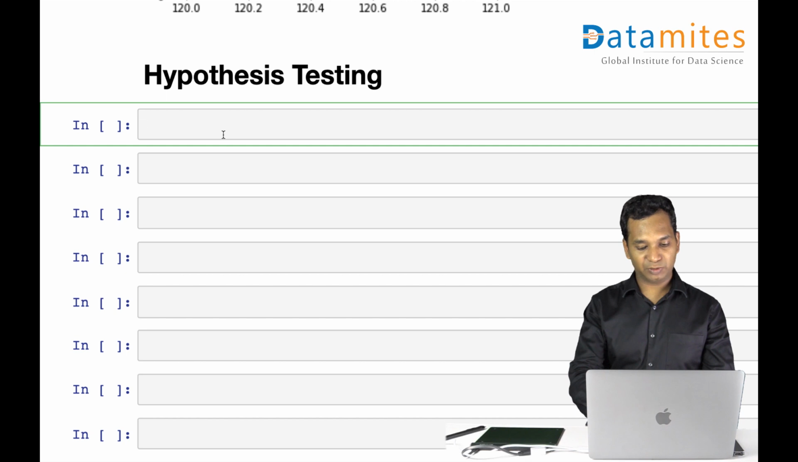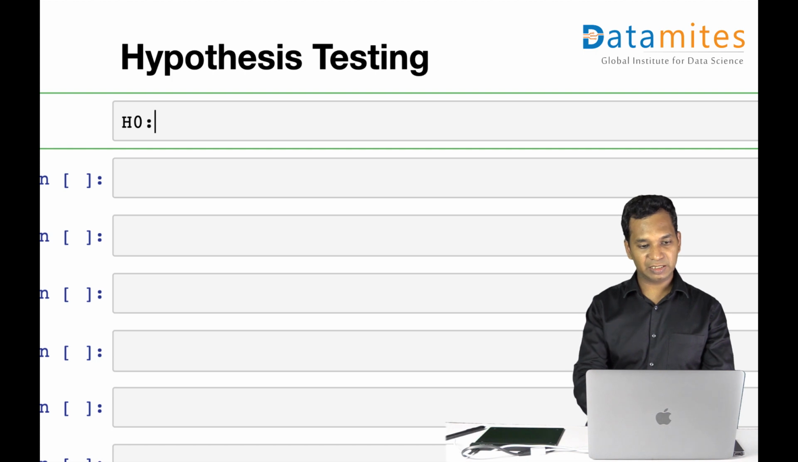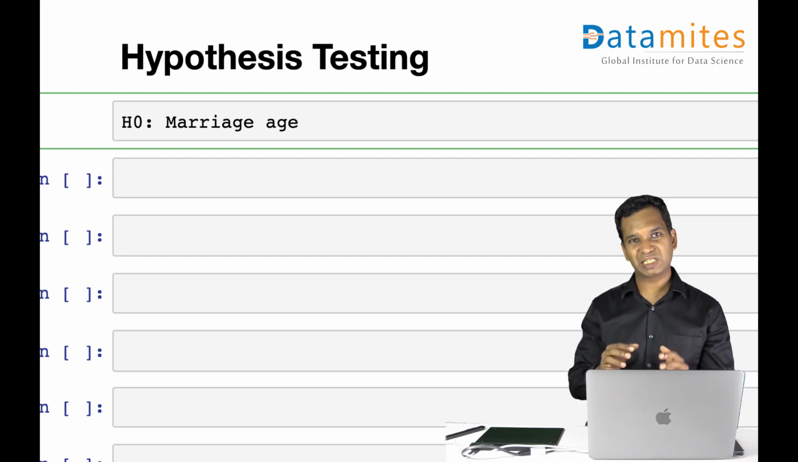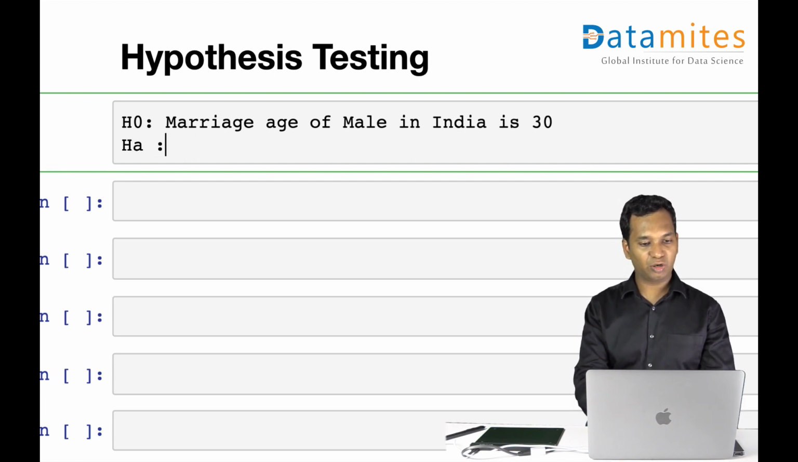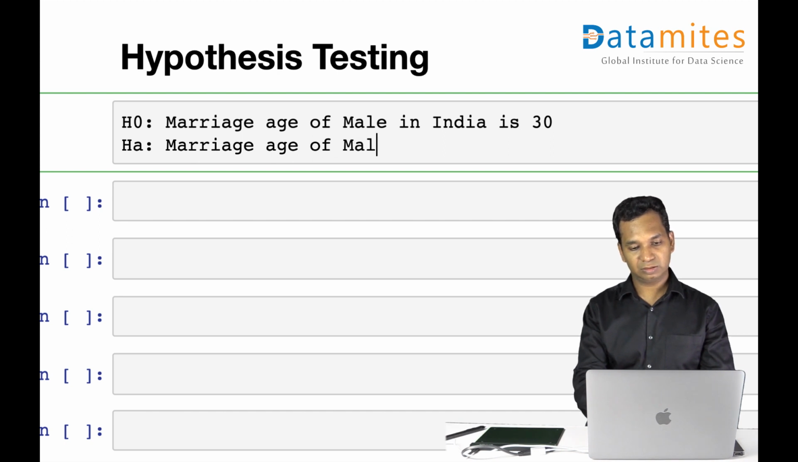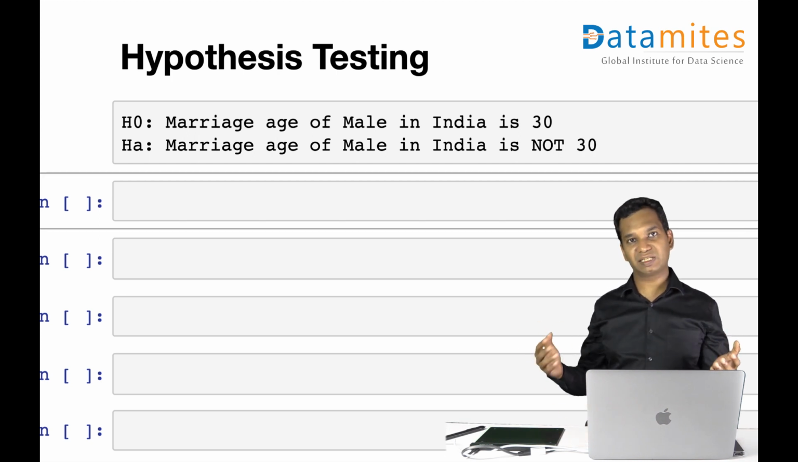So I'll start with a null hypothesis. My null hypothesis is marriage age. I should be very specific. Whose marriage age? So I would say marriage age of male in India is 30. And my alternate hypothesis automatically becomes marriage age of male in India is not 30. So this becomes my hypothesis setup.